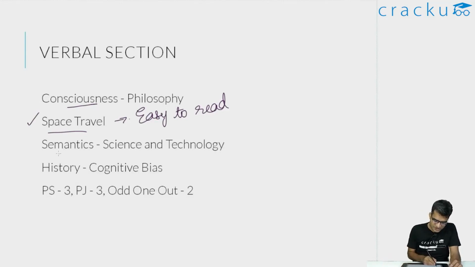The next one was about semantics. It was a science and technology one. When I was initially trying to get an idea about what the RC was about, I felt this was about programming, because semantics is something that, at least I associate with natural language processing, NLP. So I felt this was something which will have computers as well as science and technology. So I felt this was an RC that I would want to attempt.